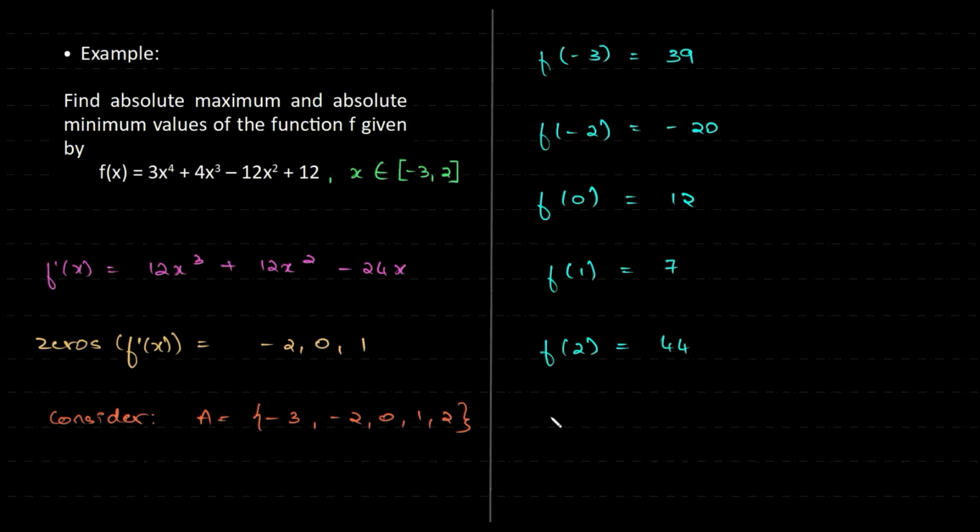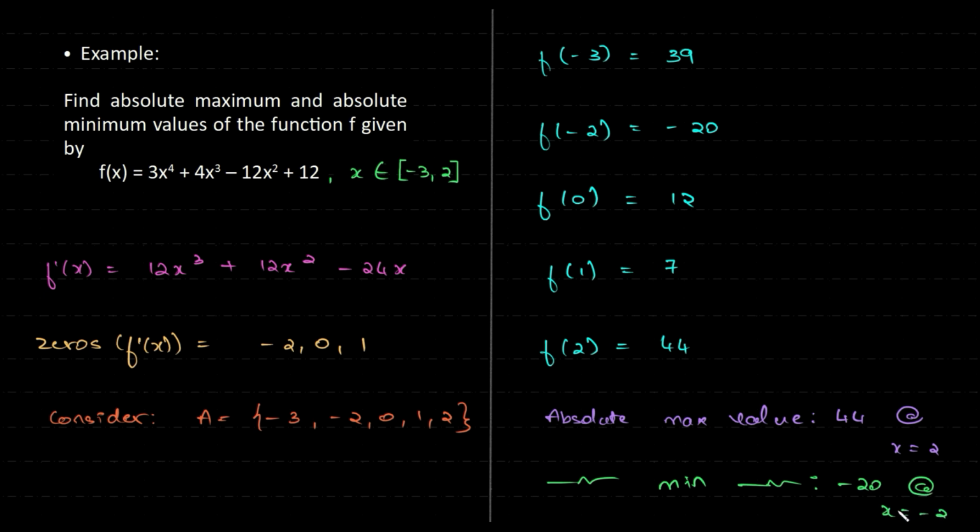So which is the maximum value? 44. So the absolute maximum value is 44 at x is equal to 2, and the absolute minimum value is -20 at x is equal to -2. Okay guys, that's it, as simple as that, right? So this is your conclusion.